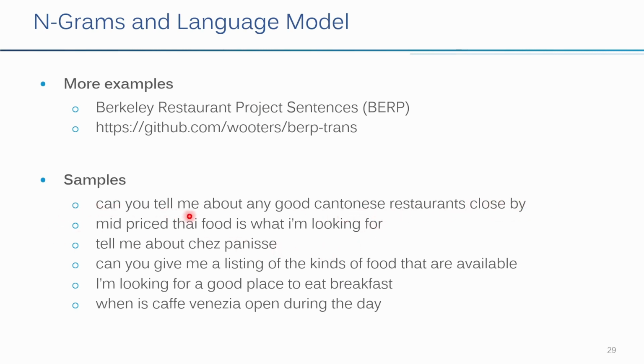So like, can you tell me about any good Cantonese restaurants close by, or mid-price Thai food is what I'm looking for. And the cool thing is, when we have this kind of bigram right here, like Thai food, it's most likely to occur, and you know that this is about ethnic food. You wouldn't have something like English food right here, which is pretty neat embedded knowledge, at least for me.